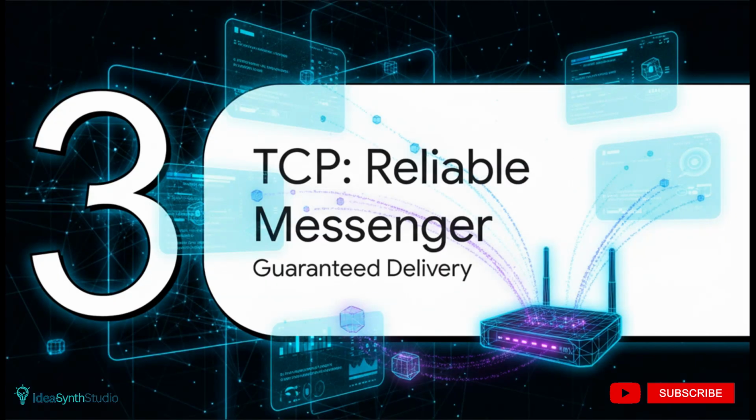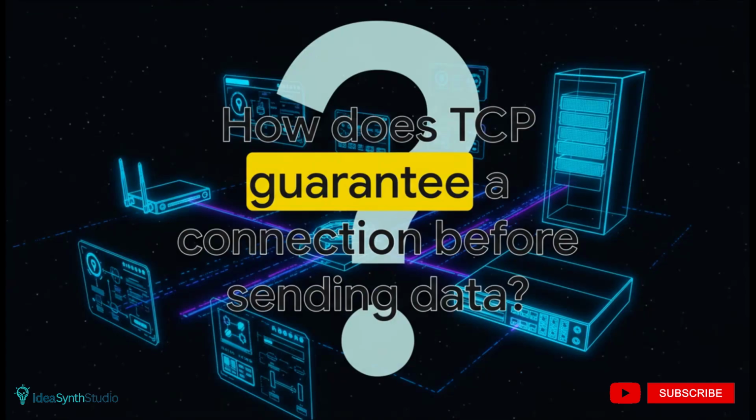All right, it's time to meet our first main character, TCP, the Transmission Control Protocol. When you absolutely, positively need every single piece of data to arrive in the right order with zero errors, think loading a web page or downloading a file, you use TCP. It is the registered mail of the internet. But how? How can it possibly guarantee that?